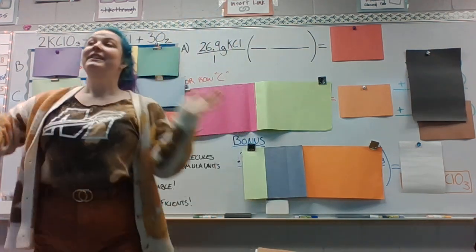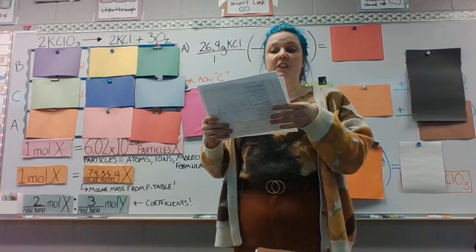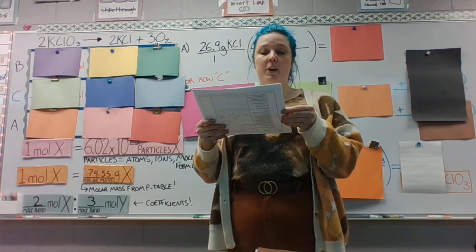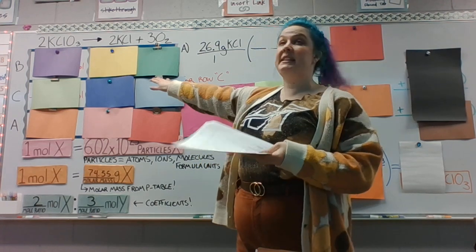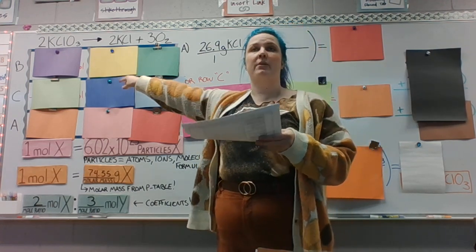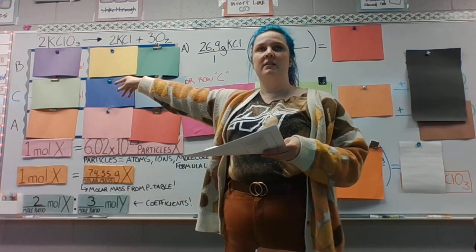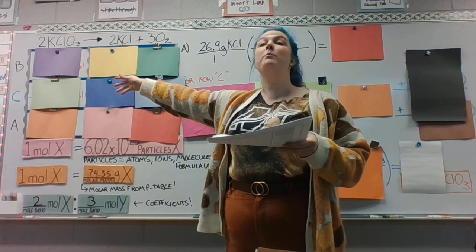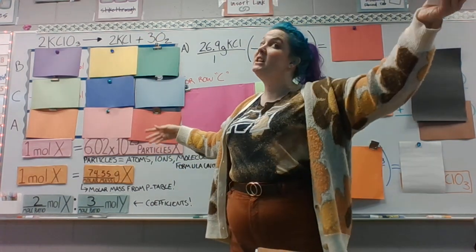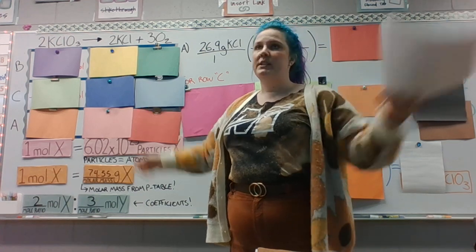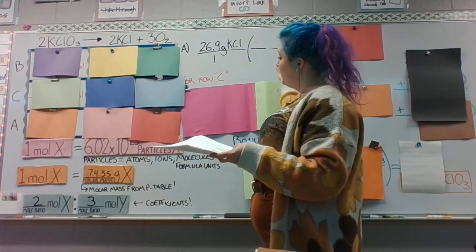Fabulous. Okay, so the Bellringer says that we have to complete the BCA table if 26.9 grams of KCl are produced. So I can just put 26.9 grams into the table, right guys? No! Why not? It's not moles, right? The only unit allowed inside a BCA table is what? Moles, okay? So we have to convert grams to moles.